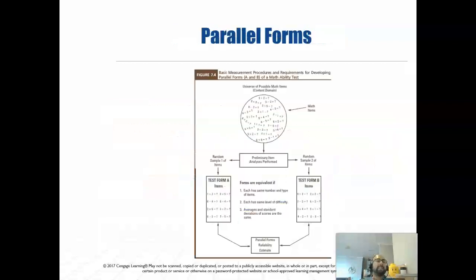Then we have another type of reliability that's particularly relevant for ability testing, called parallel forms reliability. So, class, you've probably heard of the IELTS, English language testing. Yeah, these tests that international students have to take. Some of you may have taken them.